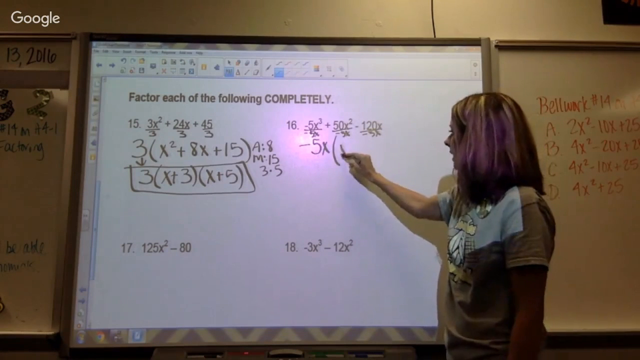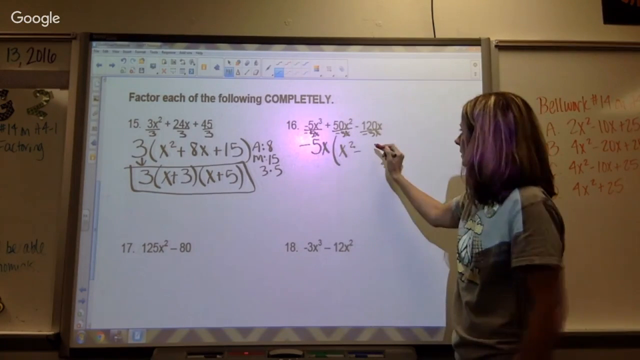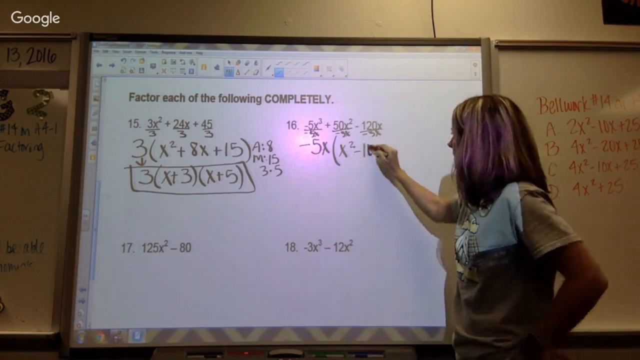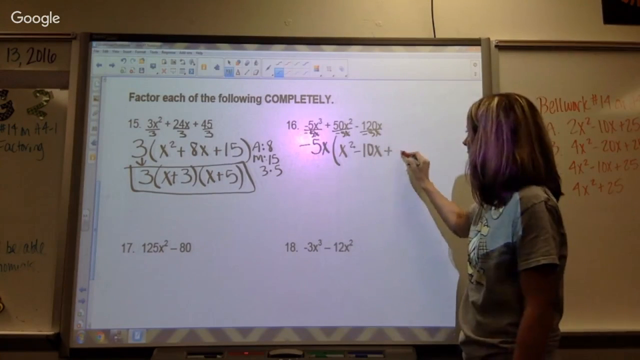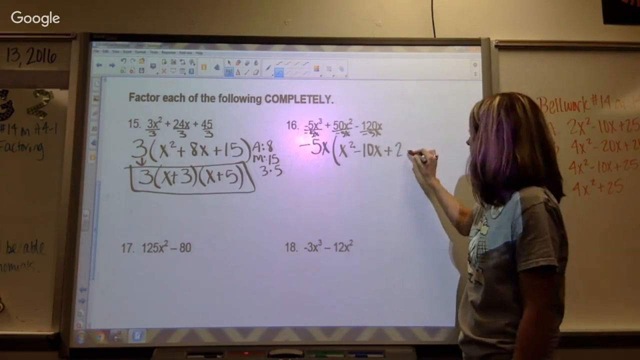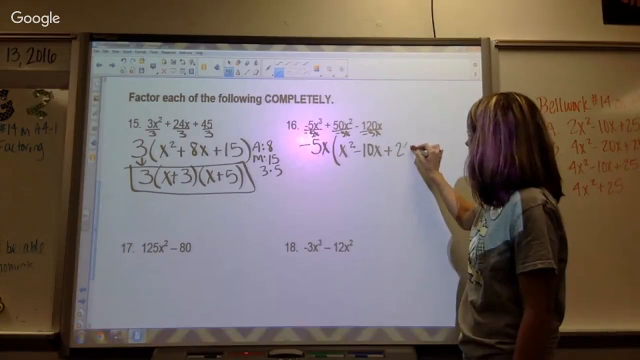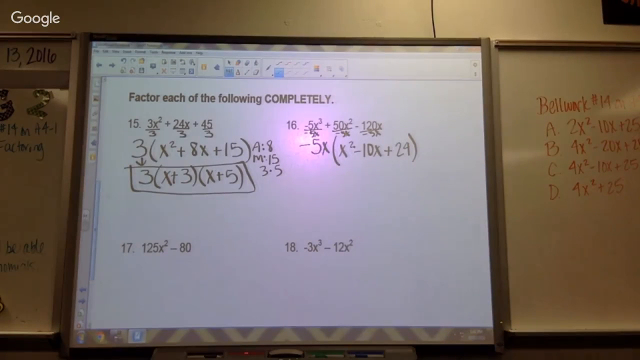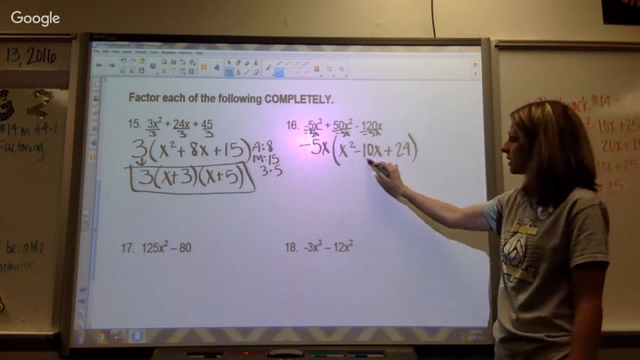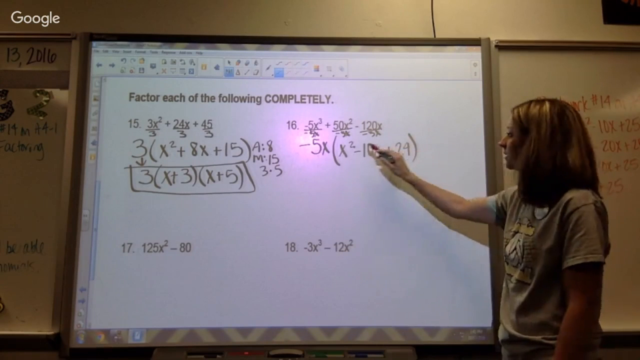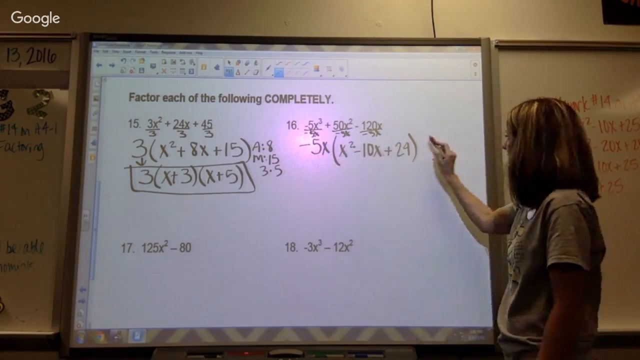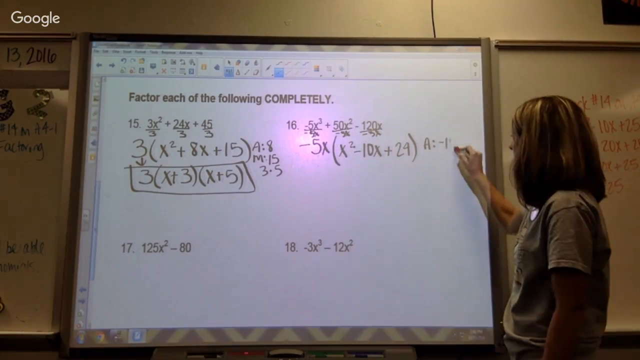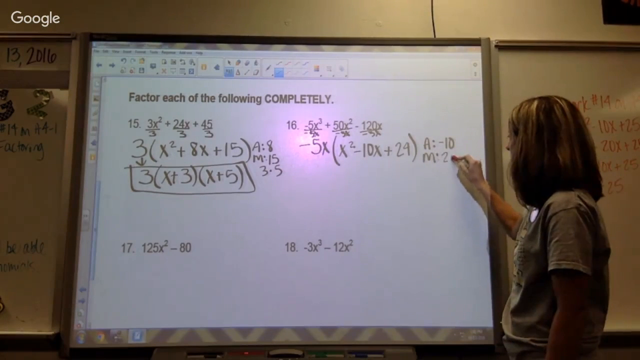So you would be left with x squared minus 10x plus 24. Okay, so after we take the GCF out, when you look inside, we have 3 terms. We need to see if we can factor that. Coefficient of the x squared is a 1. I'm going to see if there's anything that adds to negative 10, multiplies to positive 24.